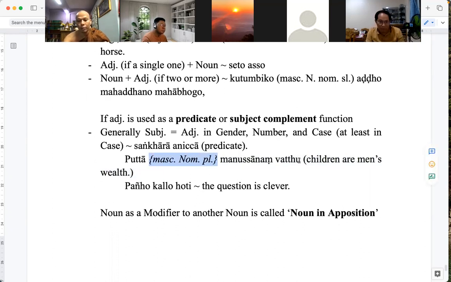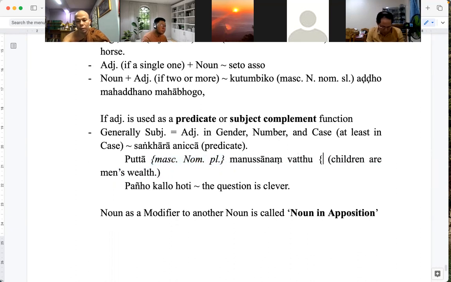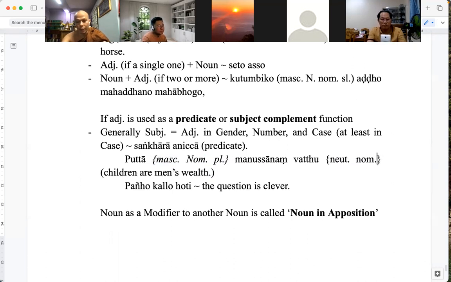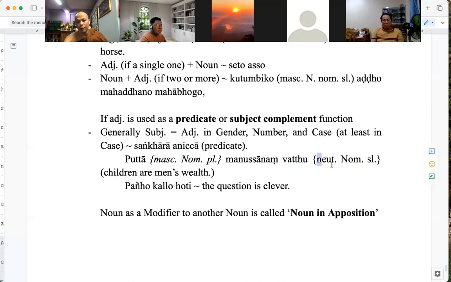But virtue, this virtue is a neuter noun, and then nominative case, singular. So only the case is the same, nominative case. Gender is neuter here, masculine there. Number is plural here, singular there, different. So in this way it can also be seen. Okay.